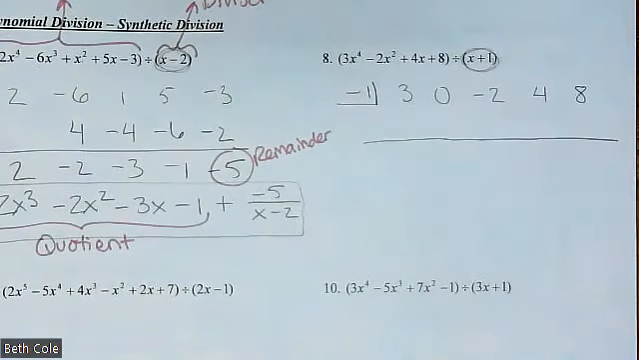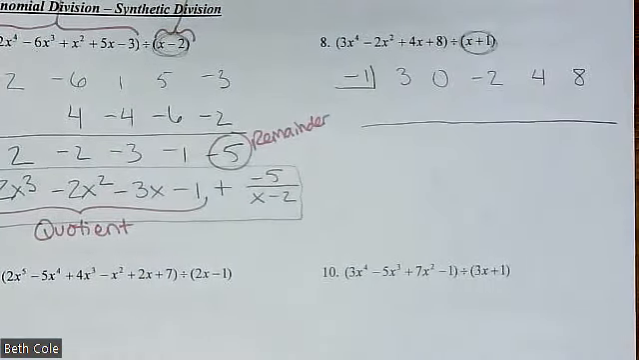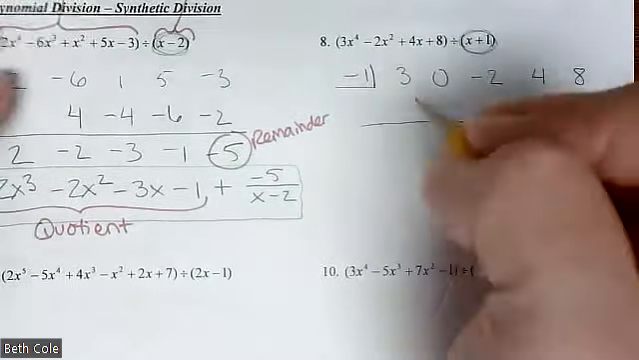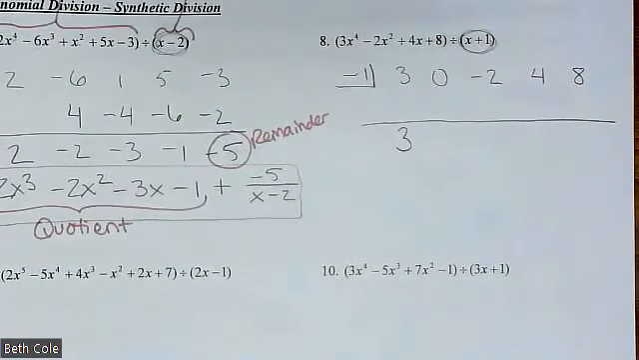Draw a line. And you can't start until there's a number there. You have to bring down the first number. People always start without bringing that down, and I'm like, how are you even doing that? What are you doing? Because there's not a number there. Okay, we're going to multiply, add, multiply, add.